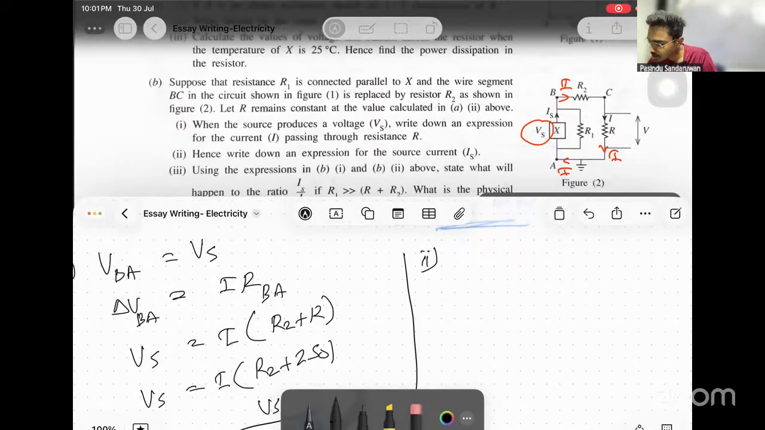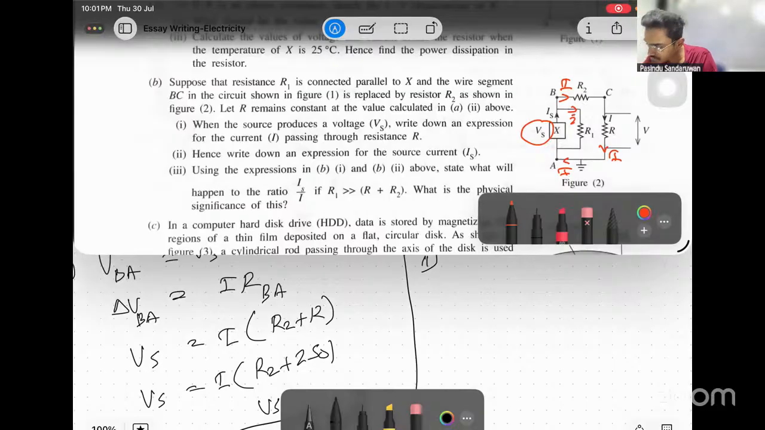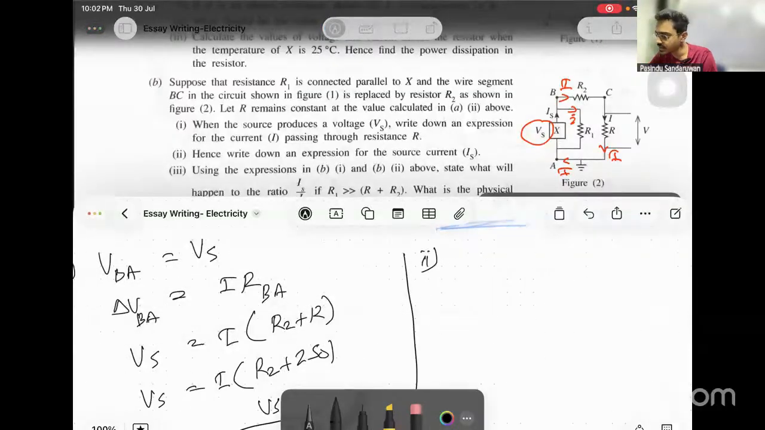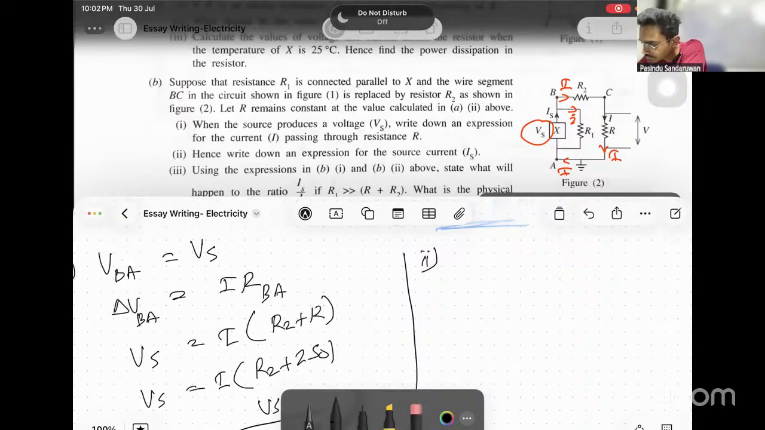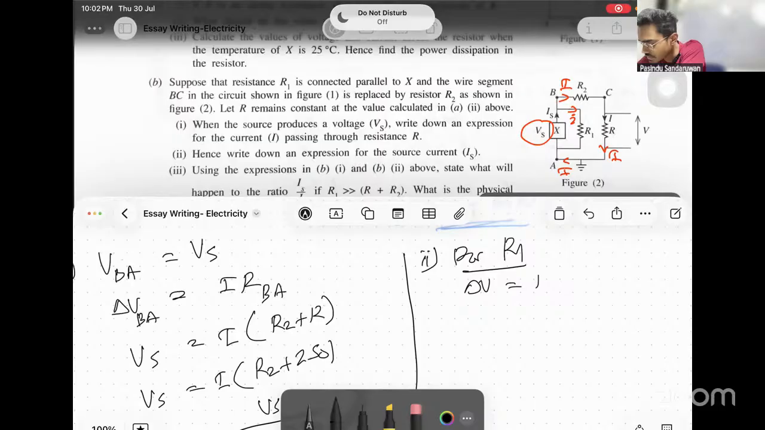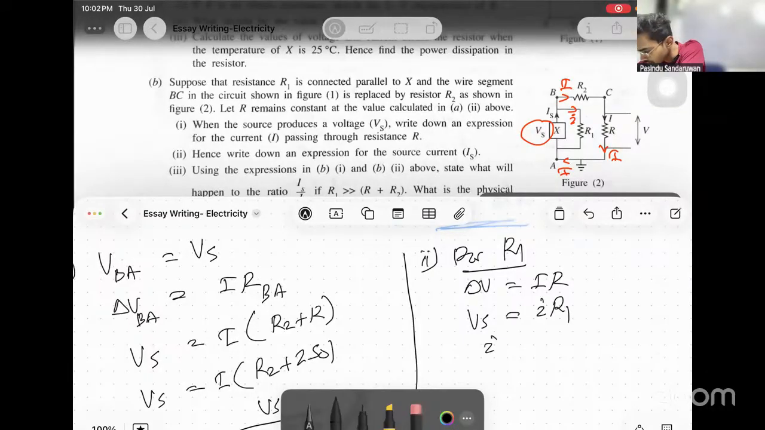Is is the sum of these two currents. Now let's assume the current flowing here is a small i. First I can find small i for R1. For R1, apply delta V equals IR. Delta V is Vs, equals small i times R1. Now small i is known: that is Vs over R1.